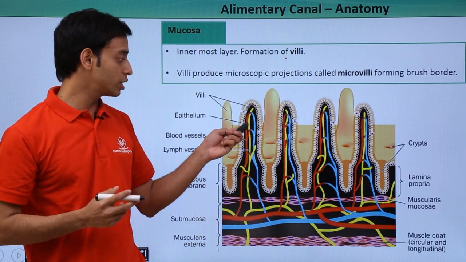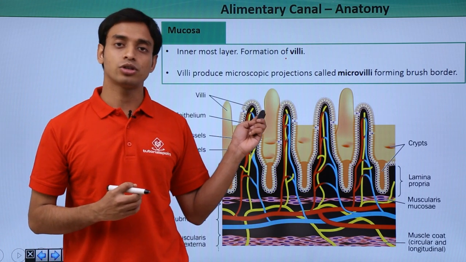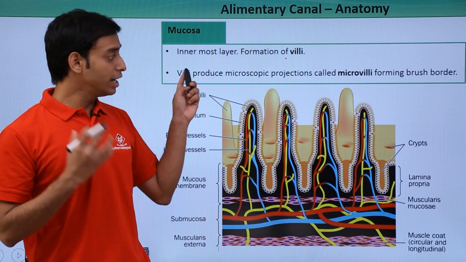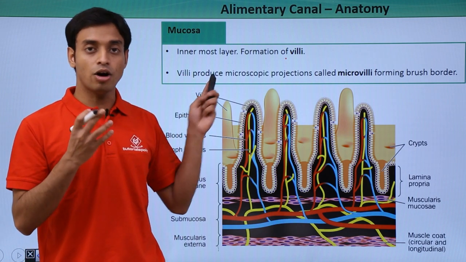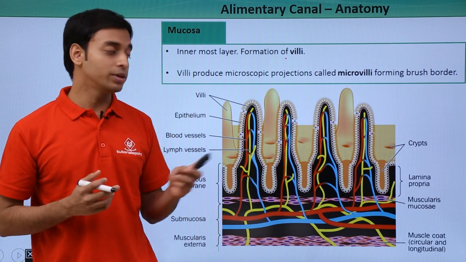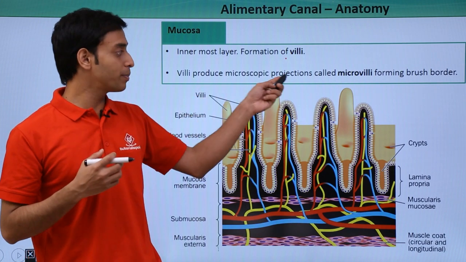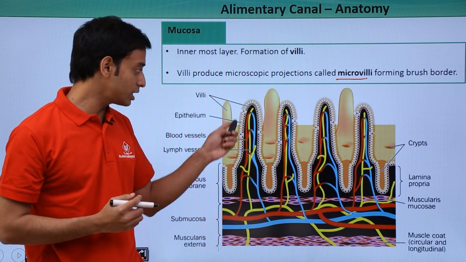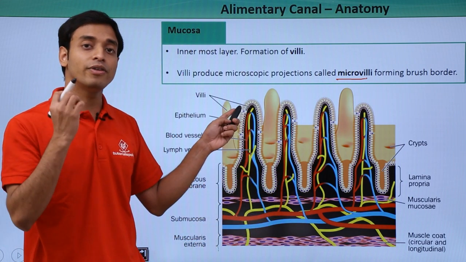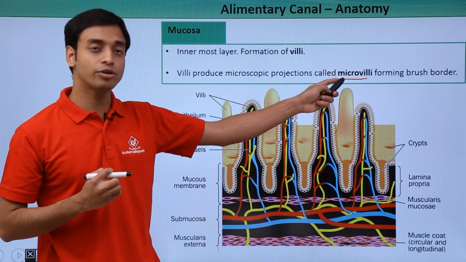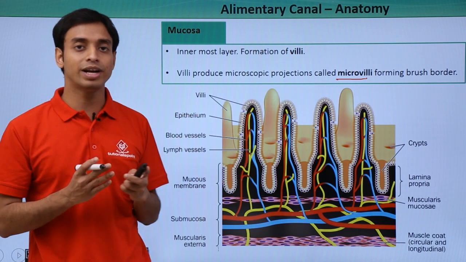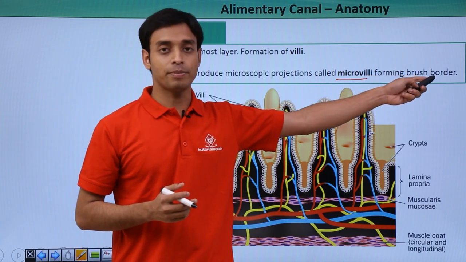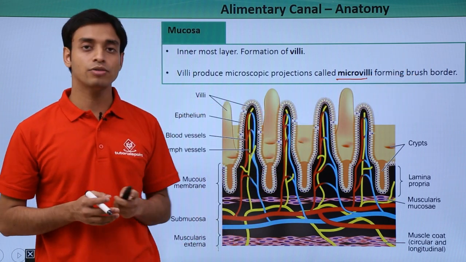They are like fingers, as you can see. What is the reason for formation of villi? Villi basically increase the surface area for absorption. In order to increase the surface area of absorption even more, the villi produce microscopic projections, and these are known as the microvilli, as you can see over here. Above the villi, there are again very small hair-like projections. These are known as microvilli, and because of the presence of microvilli above the villi, it forms a brush border appearance.